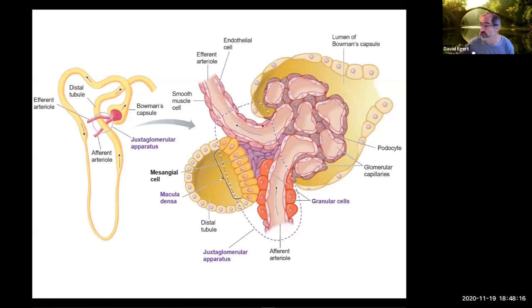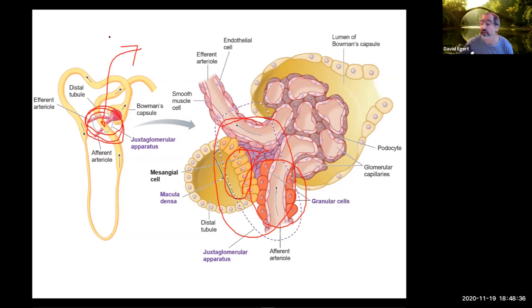Oh, this is showing the juxtaglomerular apparatus, kind of specialized cells in the tubule, specialized cells in the arteriole that are detecting your blood pressure, detecting the content of the filtrate, and making a decision on whether to release renin or not into your body, and do a whole big cascade of the renin-angiotensin mechanism.